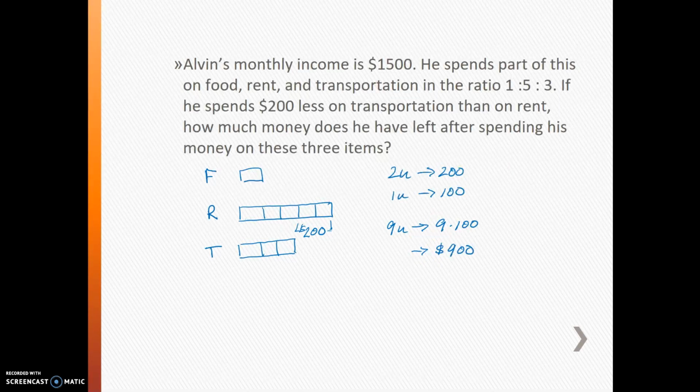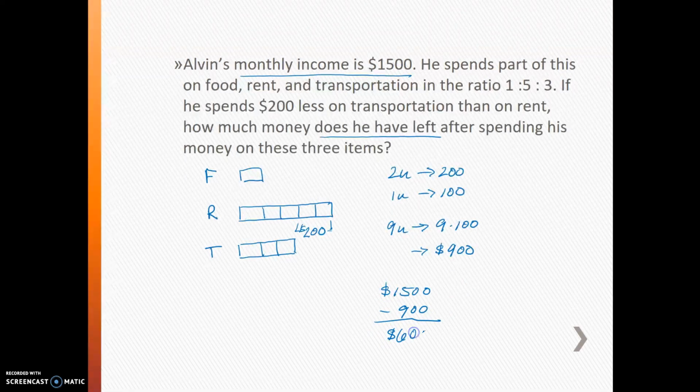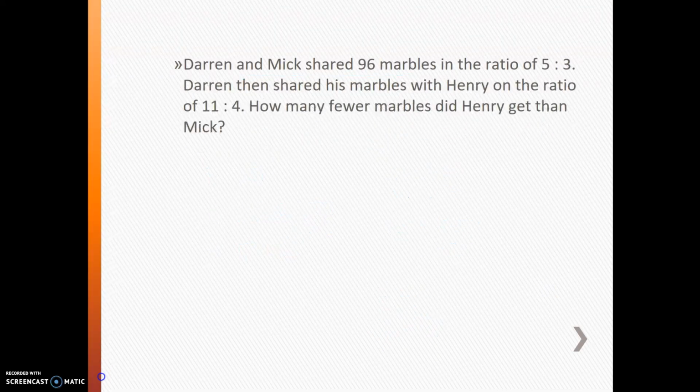That's not my answer, though, is it? We want to know how much money he has left after spending his money on these 3 things. Well, let's go back to the beginning of our word problem where it says his monthly income is $1,500. So if he starts with $1,500 and he spends $900, he is going to have $600 left. Okay, go ahead and try this one also on your own and then come back and check your work.